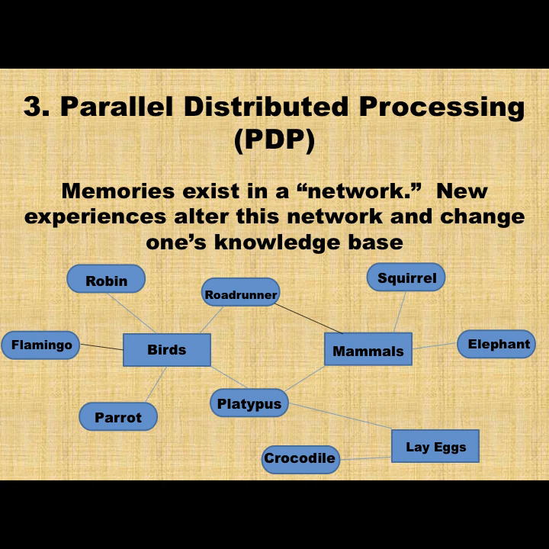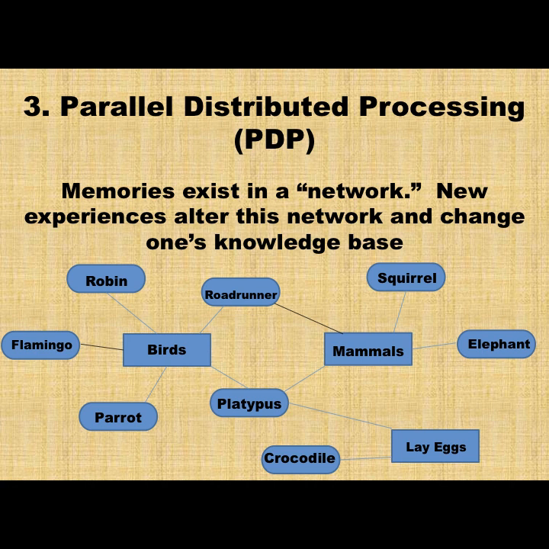Okay, the third model is the parallel distributed processing, or PDP model. This states that memories exist in a network. New experiences alter this network and change one's knowledge base. So, right below, I have a parallel distributed processing model for somebody's brain. It might be a younger kid just because it's more basic things, but who knows? I have the headings of birds, mammals, and lays eggs. So, around birds, I have flamingo, robin, roadrunner, platypus, and parrot.